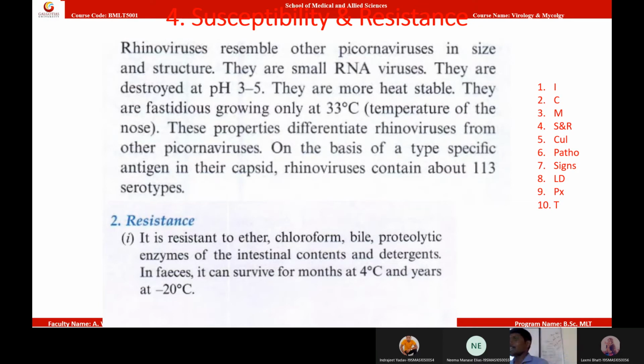Then keep a star and write it. Total serotypes of rhinovirus: 113. Serotypes means variants. That means there are totally 113 individual subspecies of rhinoviruses. Okay, fine.